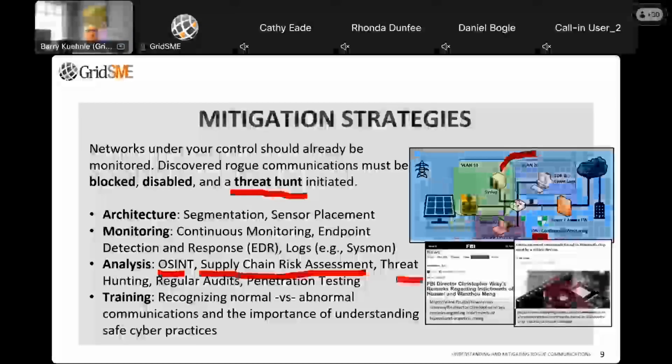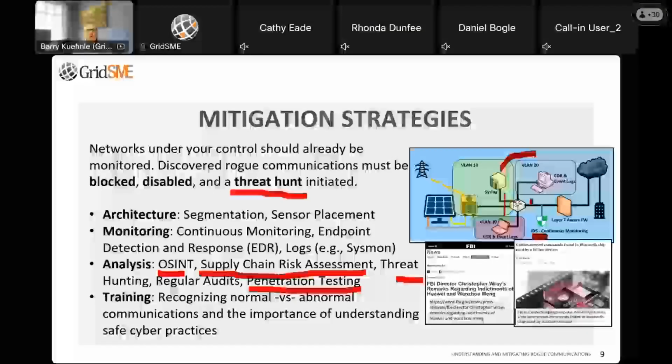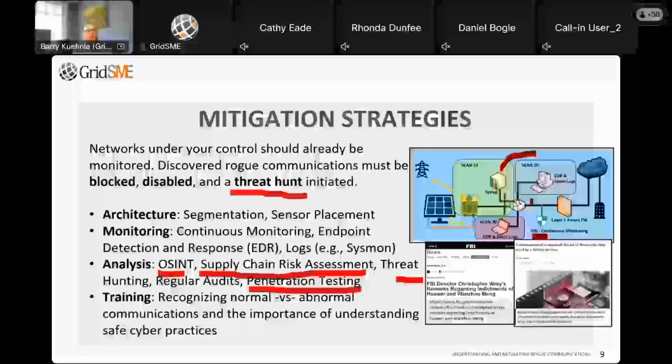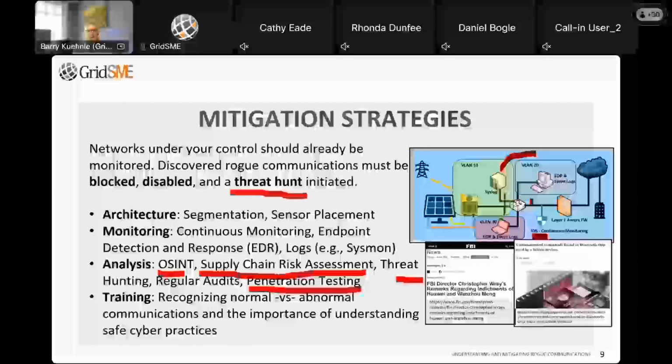Again, threat hunting, perform regular audits, do pen testing, penetration testing. It's an important aspect because it shows where your vulnerabilities are. But not only does it show where your vulnerabilities are, it gives you an idea of how an attacker would move around in your network. So it gives that cybersecurity professional an idea of what is critical and what they need to protect, and how those devices are being compromised.